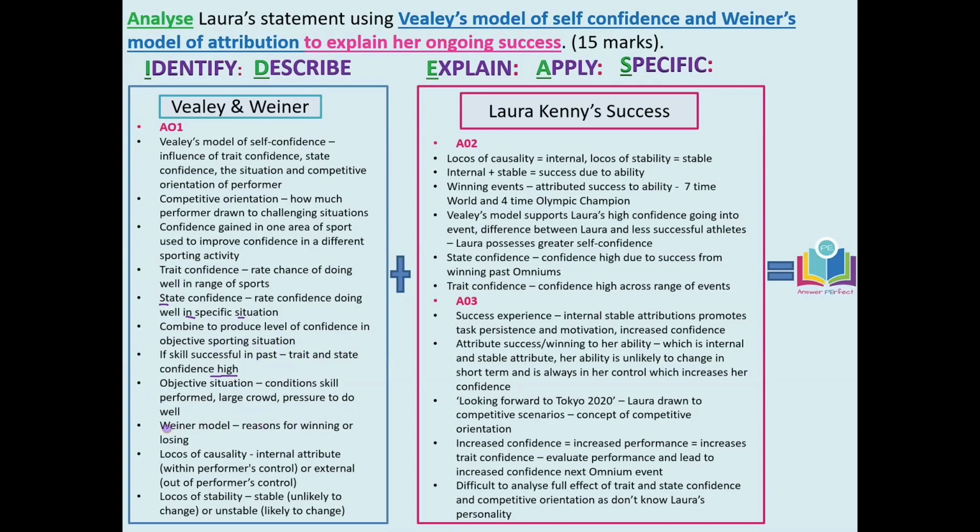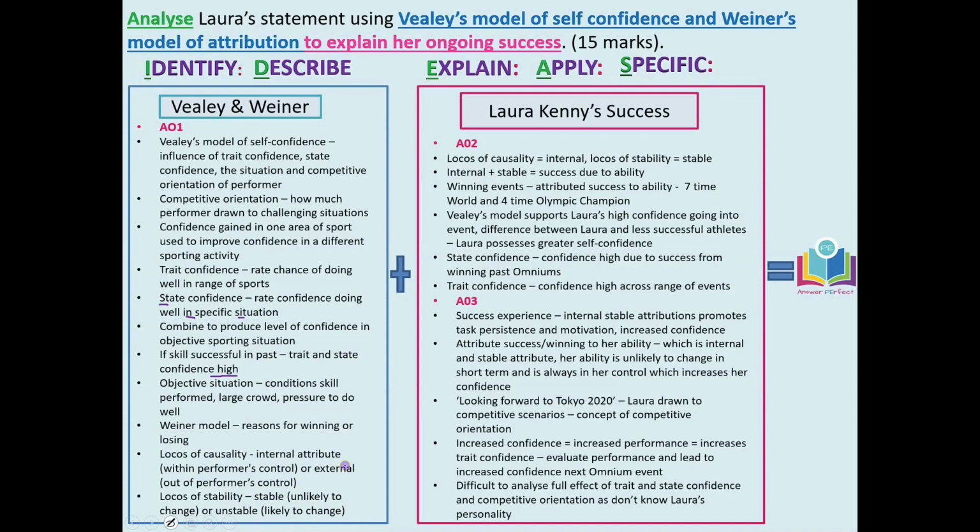Weiner's model is all about the reasons for winning or losing. We've got the locus of causality. Now, that can be an internal attribute, so that's what we can control, the performer control, or an external attribute, so that's where we can't control it. We've got our locus of stability. If we say it's stable, it's unlikely to change. If it's unstable, of course, the word means that it's likely to change.